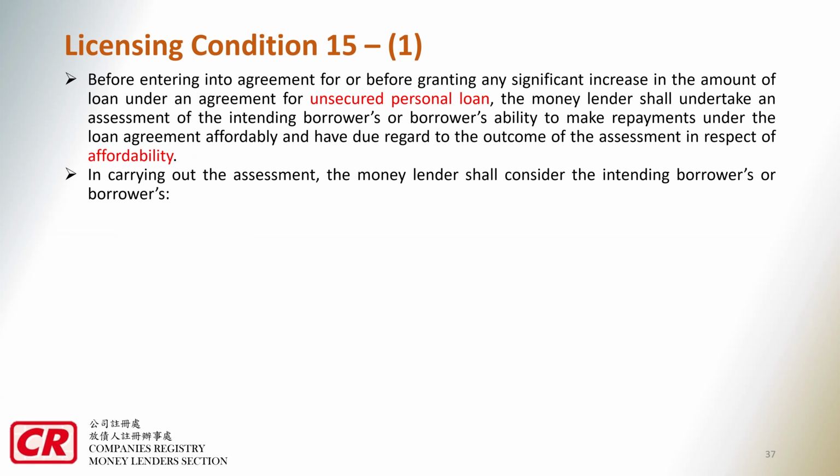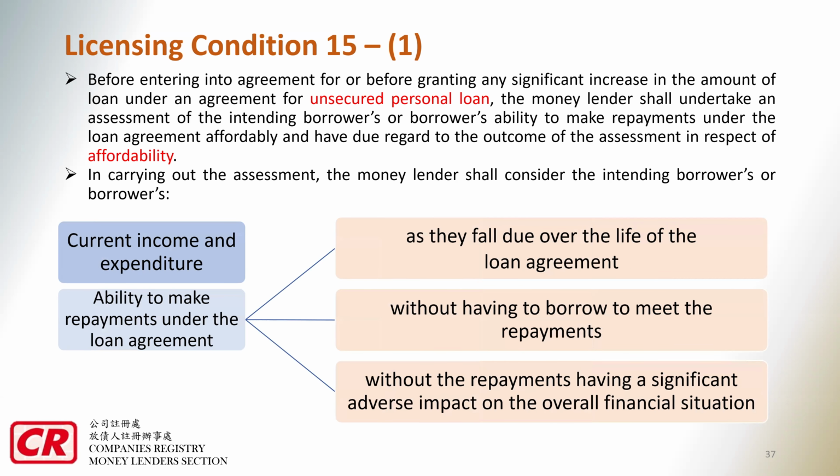And under licensing condition 15, before entering into an agreement for, or before granting any significant increase in the amount of loan under an agreement for, an unsecured personal loan, the moneylender shall undertake an assessment of intending borrowers' or borrowers' ability to make repayments under the loan agreement affordably and have due regard to the outcome of the assessment in respect of affordability. In carrying out the assessment, the moneylender shall consider the intending borrowers' or borrowers' current income and expenditure and their abilities to make repayments under the loan agreement as they fall due over the life of the loan agreement, without having to borrow to meet repayments, without the repayments having a significant adverse impact on the overall financial situation.